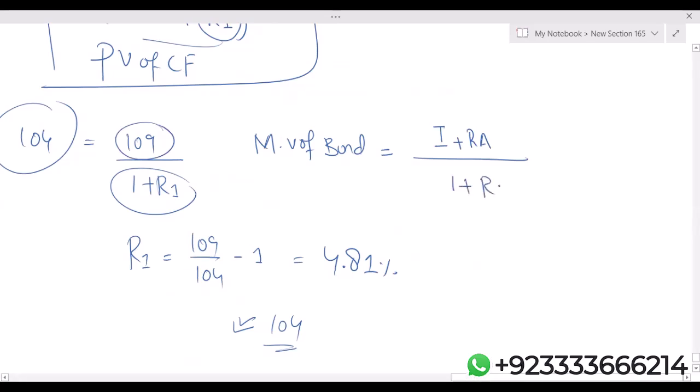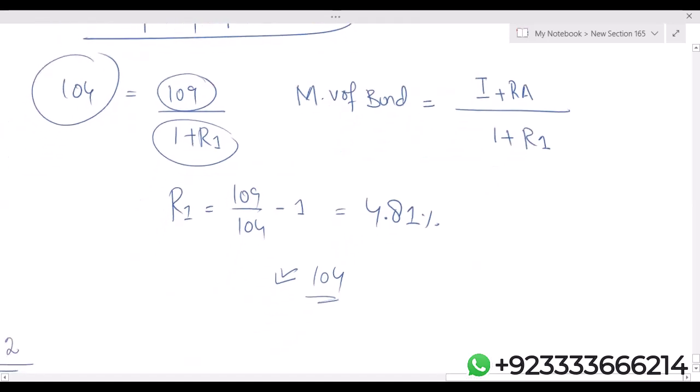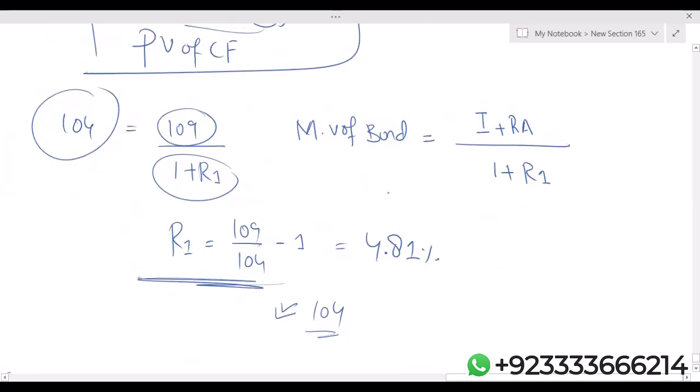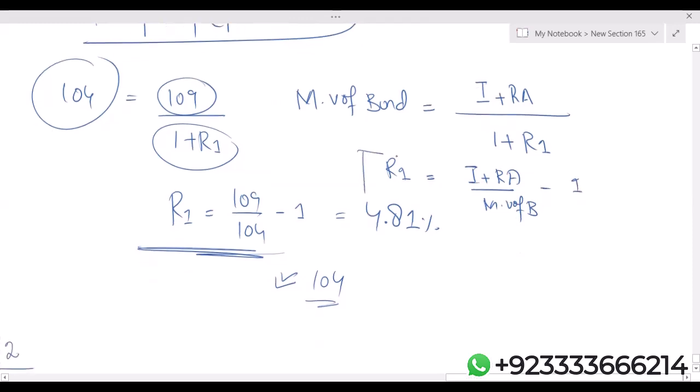1 plus R1. Keep watching. The final. How did I calculate R1? So basically R1 is equal to 1 plus interest plus redemption amount, divided by market value of bond, minus 1. Why am I writing like this? Can I say this will help us when we'll be solving this on a spreadsheet? In case of R1, the formula is 1 plus interest plus redemption amount divided by market value of bond minus 1.